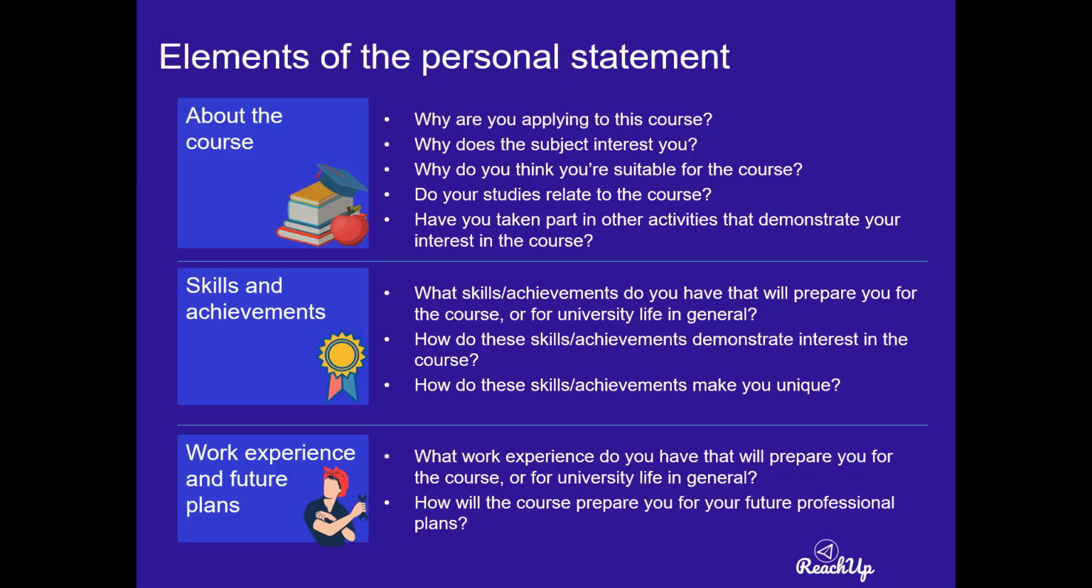On skills and achievements, what skills and achievements do you have that will prepare you for the course or for university life in general? Do these skills and achievements demonstrate an interest in the course? And how do they make you unique? And on work experience and future plans, it's really all about either talking about the work experience you may have that shows an interest in the course and how it prepares you for university life, or how the course you want to study will prepare you for what you want to do after university.